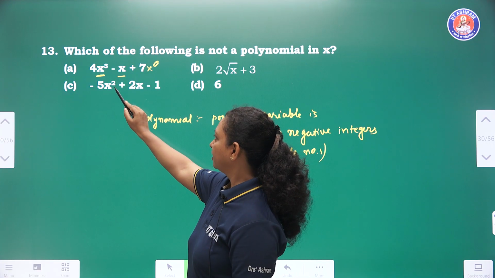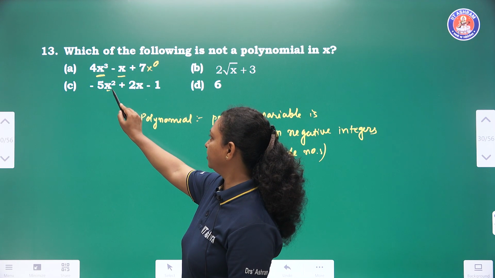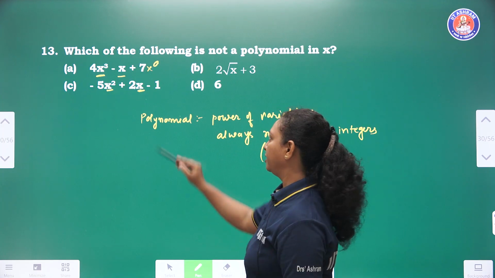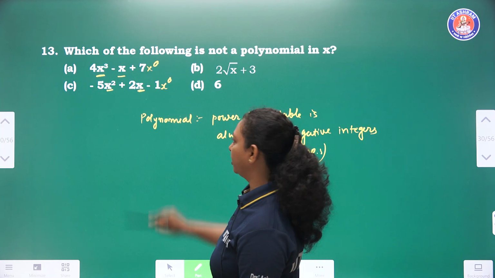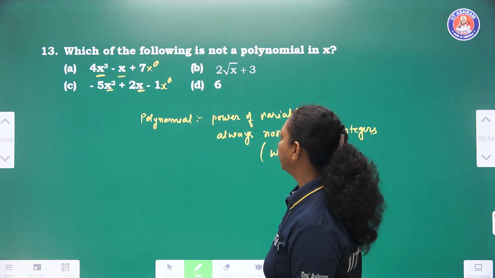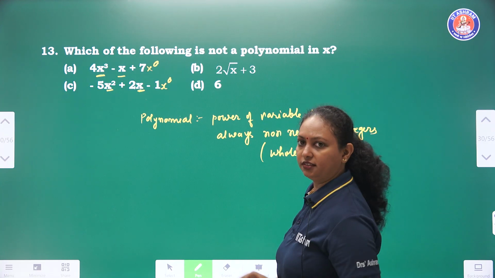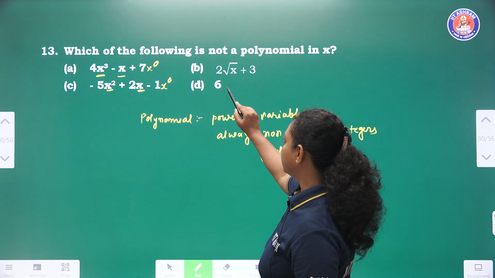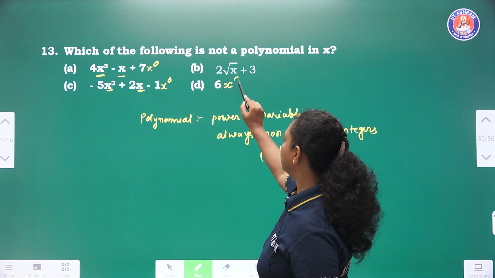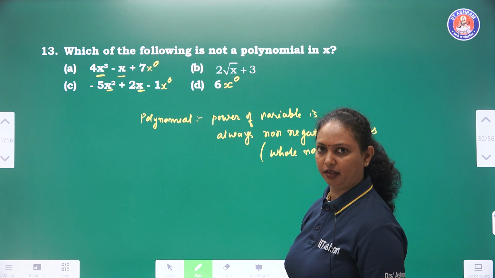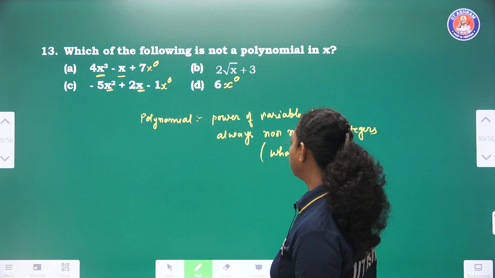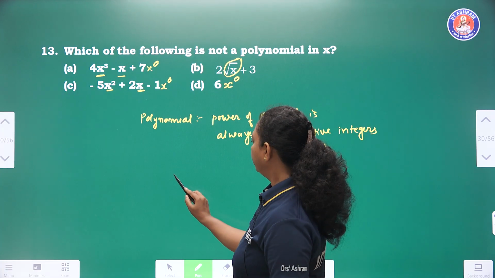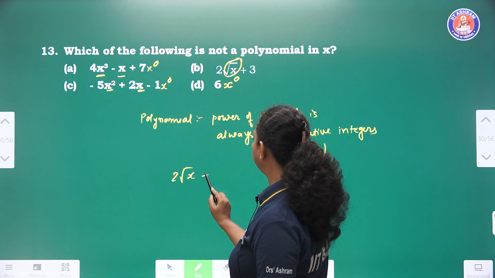What is given? x square. So degree of this x is 2. Degree of this x, मतलब power of this x is 1 and power of this term is what? 0 because it is a constant term, right? So here also all the three have the power as non-negative integers. Here 6 number is there. So 6x to the power 0, I can write any variable with the 0 power. So it is also a polynomial, but in 2 root x plus 3.